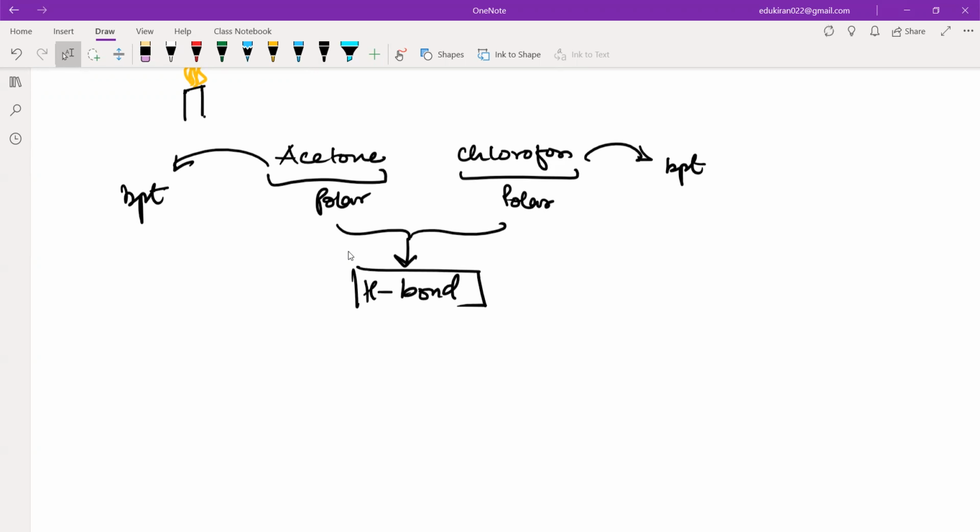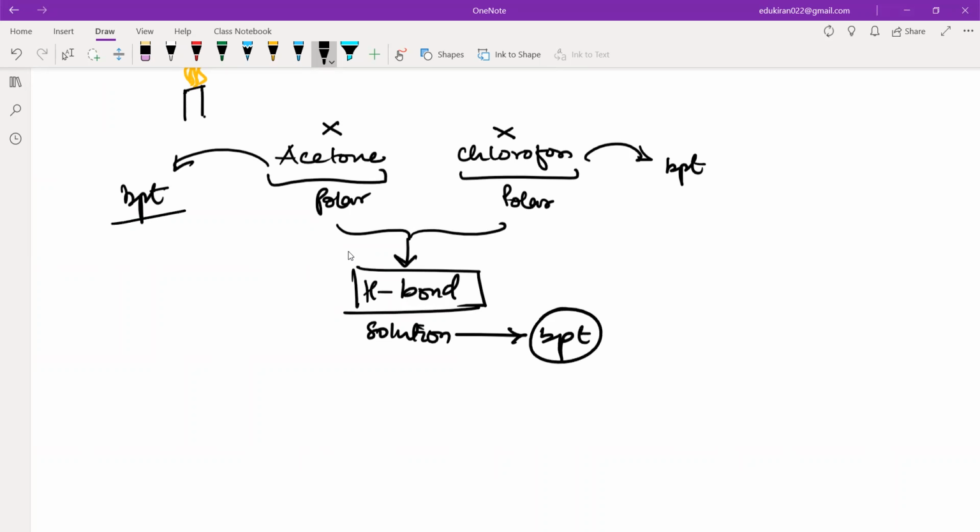Now, this hydrogen bond will be there in the mixture only. Hydrogen bond is not there in acetone, neither is it there in chloroform, but hydrogen bonding is present in the solution. That means this solution will have a boiling point which will be completely different from that of acetone and chloroform. Yes or no? Yes, sir. And this boiling point will be higher. Why? Because hydrogen bonding means a higher intermolecular force of attraction, and because the attraction is greater, we will require more and more temperature in order to boil it.